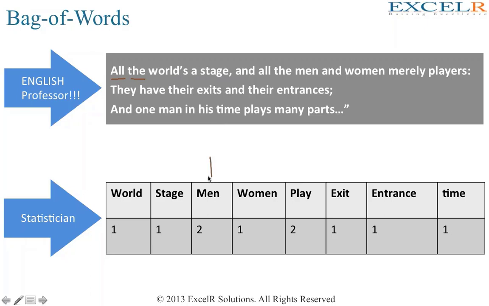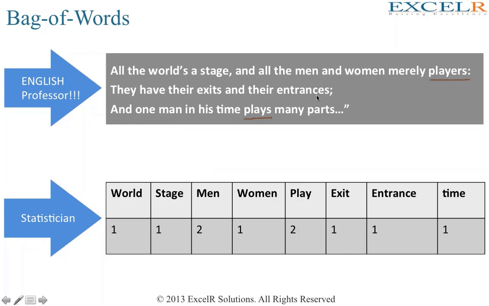Also, if you notice here, men is used twice. It's not men and women, because women is also used once. Men is used twice in the sense we have men here and we have man here. This is singular, this is plural. But both mean the same. Both are referring to some gender. Both mean the same. Hence, you have only one word, which is men, and we have two against that. Play. If you look at this, we have players and we have plays.